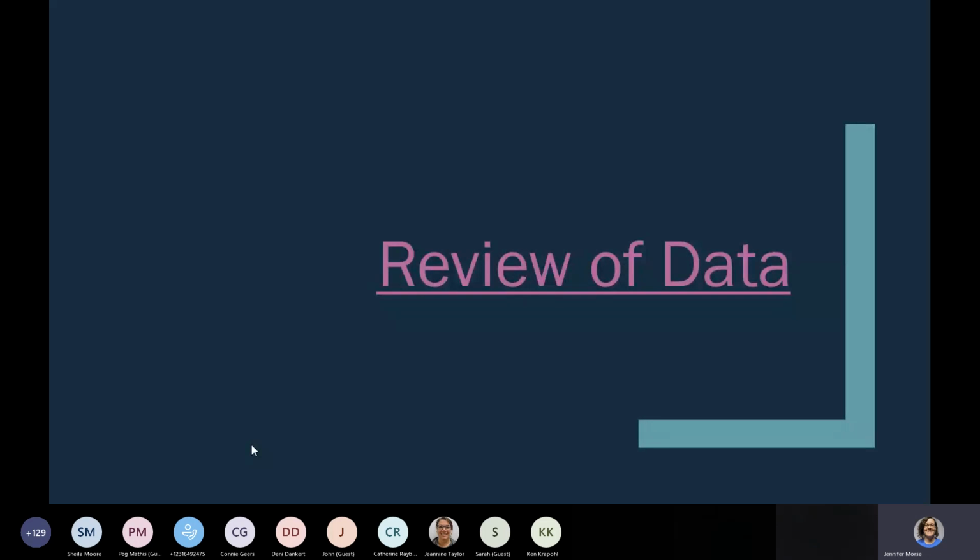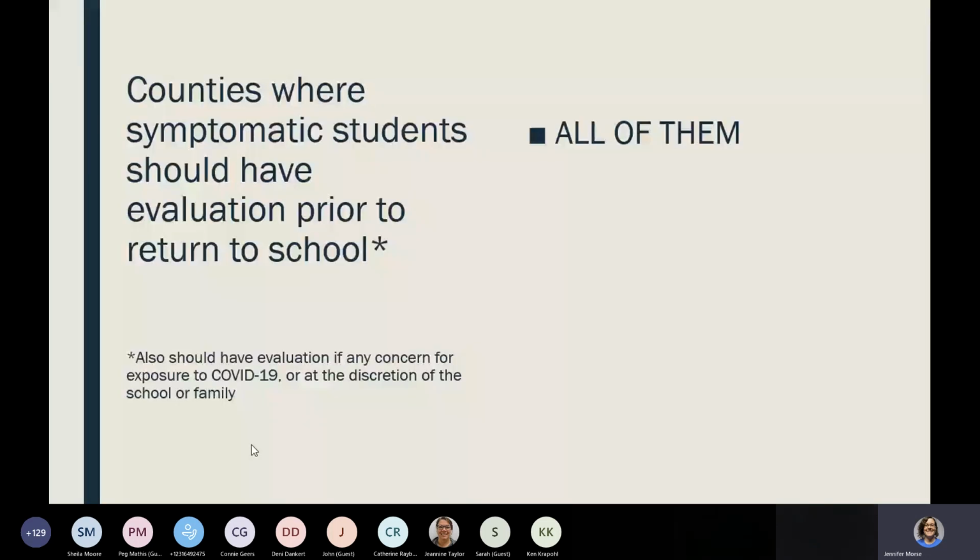So I'm going to continue with my presentation, and then at the end, if there's questions about that, we can address them. So again, based on the community rates, if you have sick kids, we would recommend that they get tested for COVID or get an evaluation by a healthcare provider prior to returning to school.